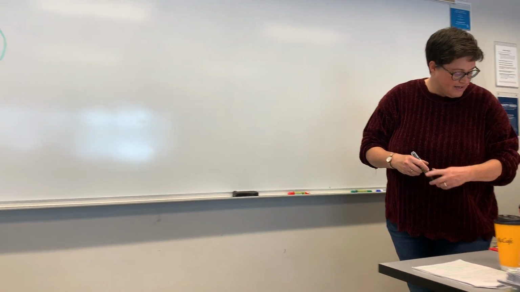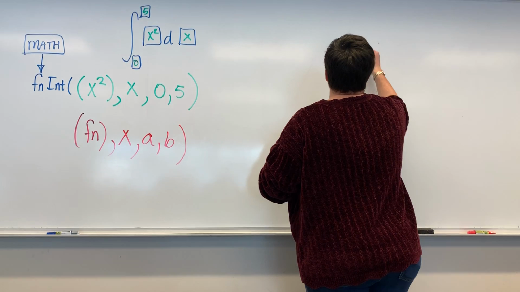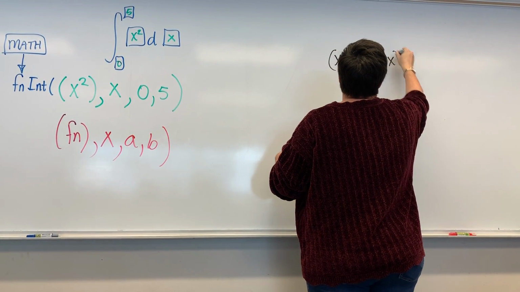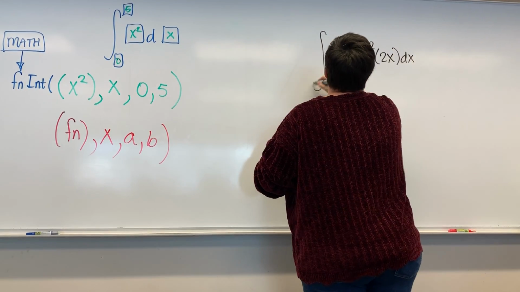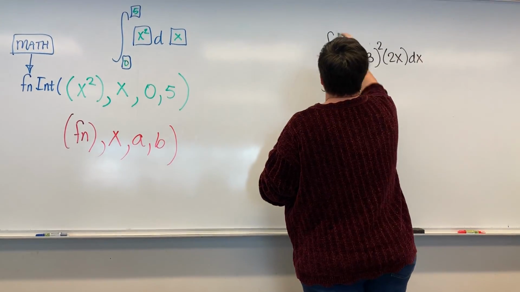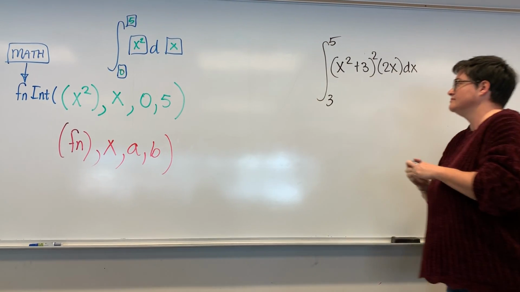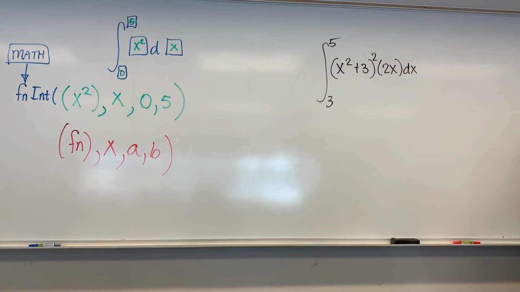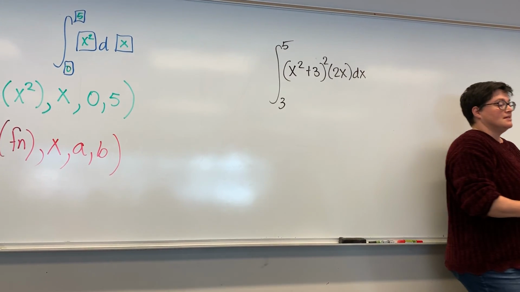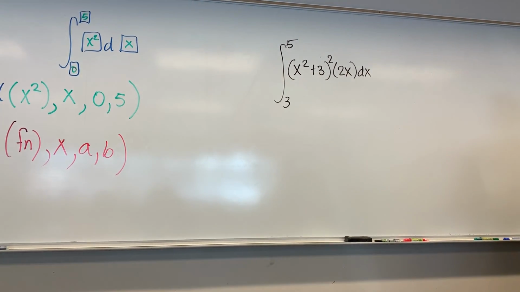So let's try this one. X squared plus 3 times 2x, and we're going from 3 to 5. Nothing's changed, you guys. If you needed more practice with your integrals, this is your section. Okay?